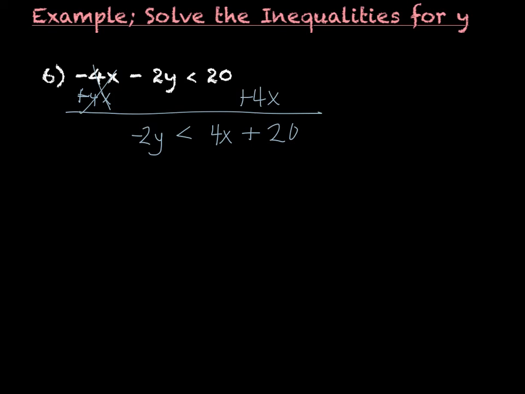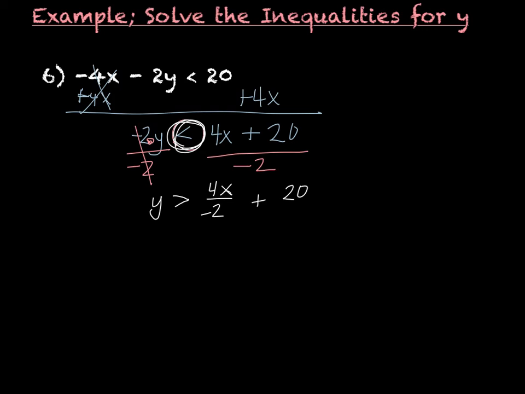Alright, now the next step is negative 2 times y. So I need to get rid of times y, which is dividing by the number. Divide by negative 2. Because we're multiplying, to do the opposite we need to divide. So divide by negative 2. When I divide by a negative 2, and I have an inequality symbol, I have to flip it over. So that would be y is greater than 4x over negative 2 plus 20 over negative 2.